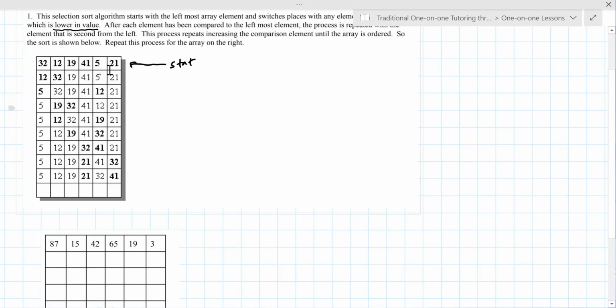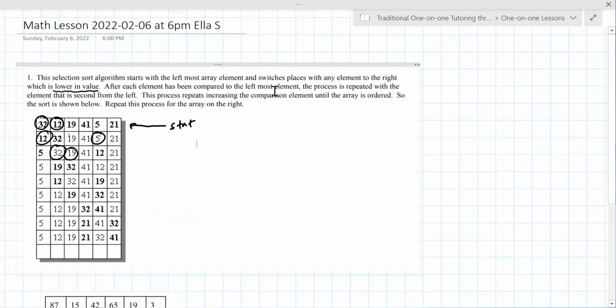You can only switch, so those two switch, and then the 12 and the 5 switch, and then the 32 and the 19. But why? Because that's the first one that's smaller. No, 19 is smaller. I see. Yeah, that's why I don't follow here. It starts with the leftmost array element and switches places with any element to the right, which is lower in value.